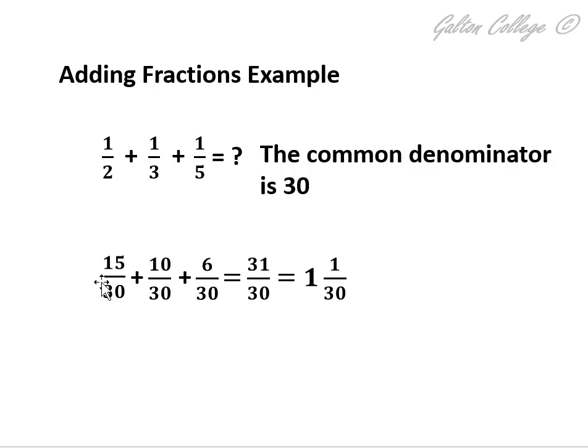Now if we add it all up, we got 15 plus 10, which is 25. 25 and 6 is 31. So you've got 31 over 30. We could write that differently. We could say it's actually 30 goes into 31, it goes in once, and there's 1 left over, so it's 1 and 1/30. So you could write it as 31 over 30 or 1 and 1/30. Depends on what's required. Both are correct.